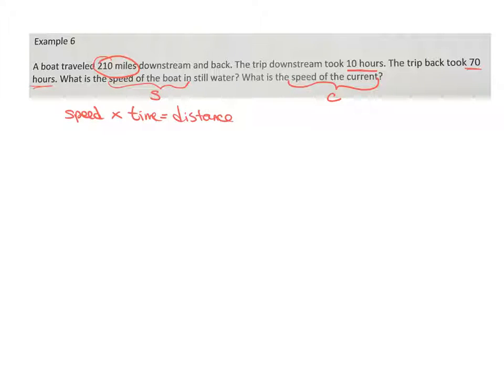Now, how do we write the expression for the speed going downstream? Well, the speed going downstream is going to be the speed of the boat plus the speed of the current, because the current's helping push us along. This is just like in problem 5, where it was speed of the plane plus the wind, right? The trip back upstream then is going to be the speed of the boat minus the speed of the current that's fighting against us.